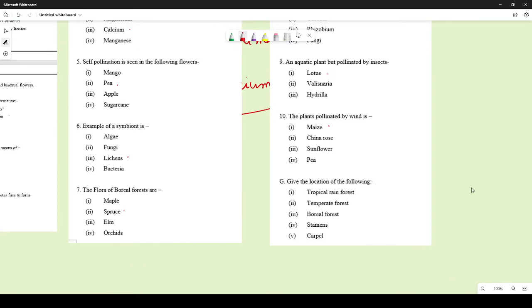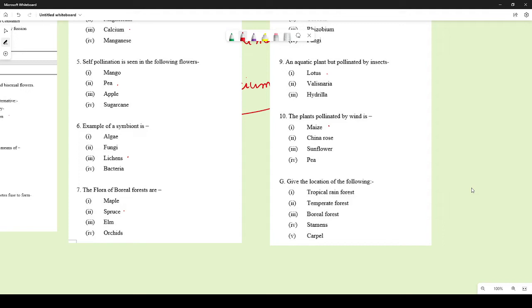So tropical rainforests, you will find that they are generally found in the tropical regions of the earth, like Central America, South America, the Amazon basin. The Amazon forests are all tropical rainforests. Then in India, they are mostly found in the northeastern region and on the west coast. So that is the location of the tropical rainforest.